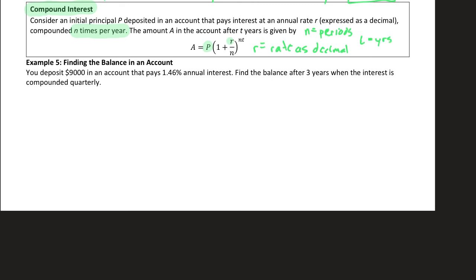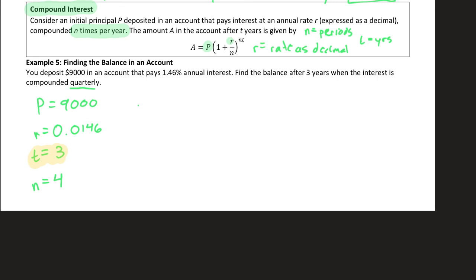Okay, so you deposit $9,000 in an account, so that's P is 9,000, all right? It pays 1.46 annual interest, so that means R is really gonna be 0.0146. And then T is 3 because it's 3 years, and it is compounded quarterly. So that means the number of times it gets compounded in a year is 4, okay? So before we do anything else, I'm just gonna highlight that T. We're gonna leave T alone for right now. We're gonna plug that in after we write our model, okay?